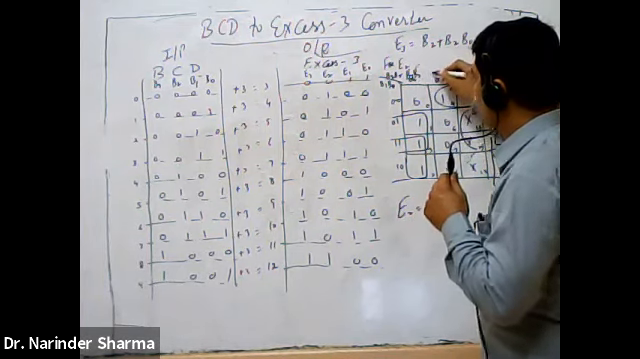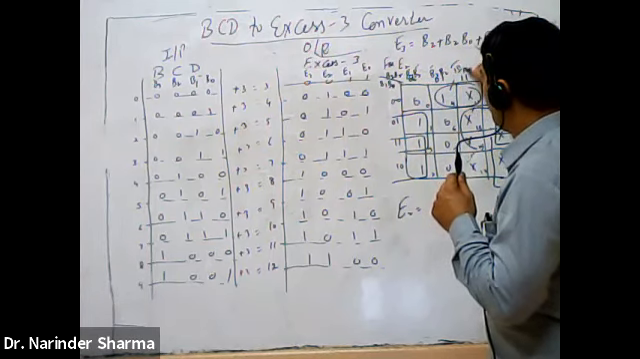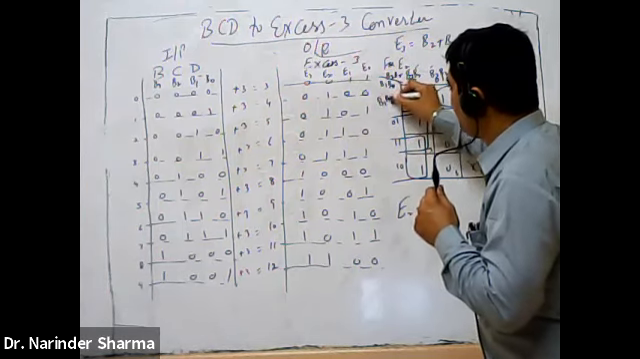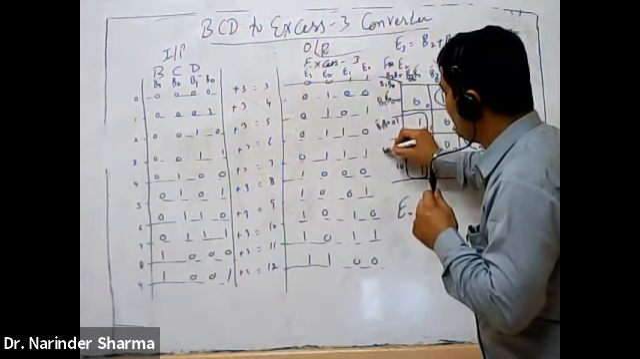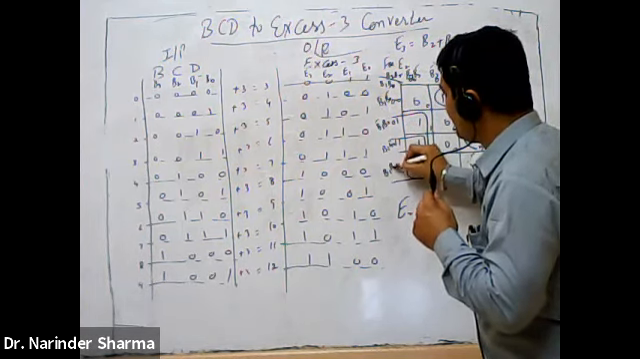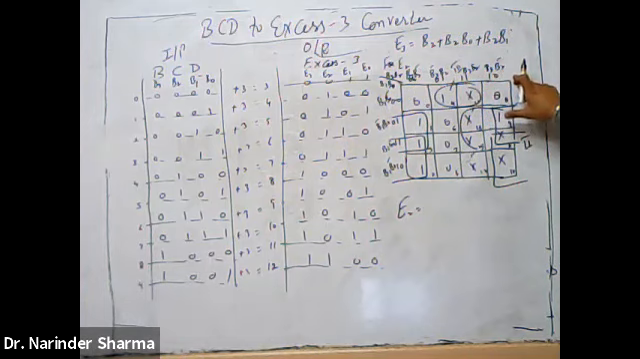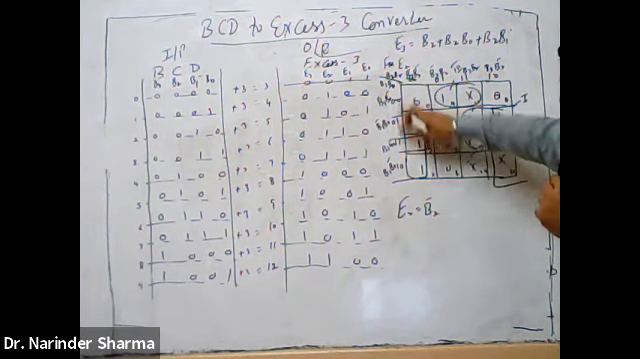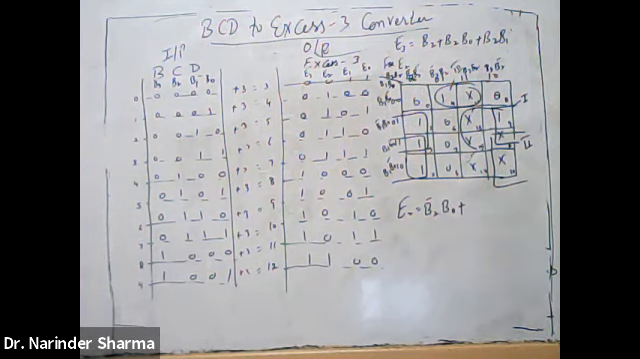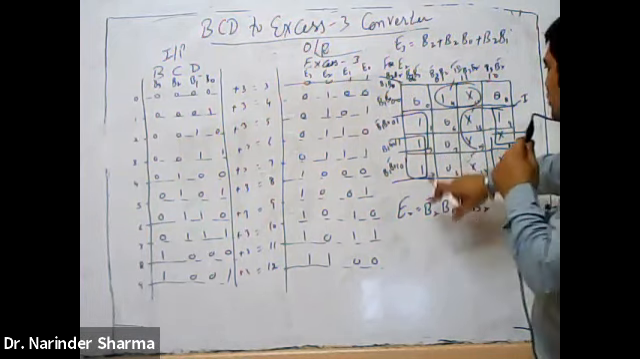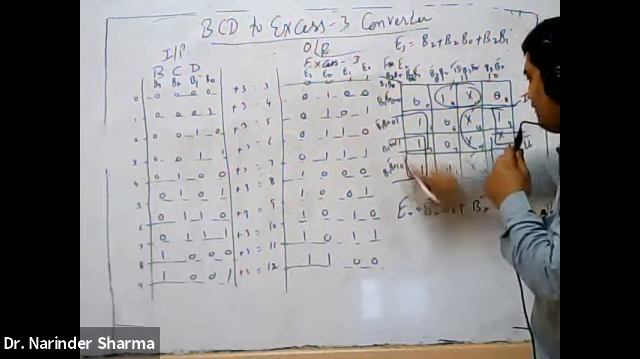For E2, you have to write your values: B3 bar, B2 bar, B3 bar, B2, B3, B2, B3, B2 bar, B1 bar, B0 bar, B1 bar, B0, B1, B0, B1, B0 bar. For the first one, from the vertical and horizontal sides, we will find B2 bar is common. We will write B2 bar. For the vertical side, we will find B0 is common, so B2 bar B0. Next, for group 2, B2 bar, and B1 is common.